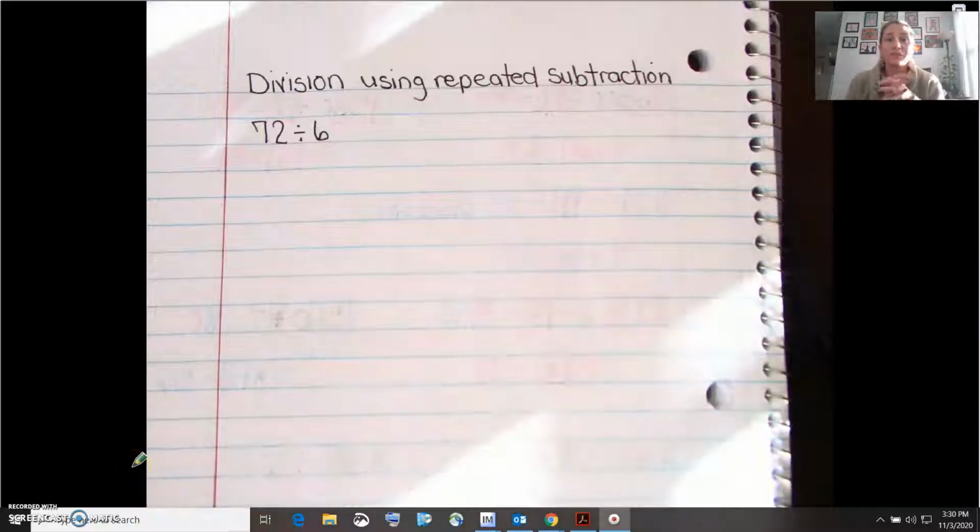All right, so friends, we've been talking about division. We talked about remainders. We talked about using our trick if it's ending in zeros. Our next step is I'm going to show you two ways of division: using repeated subtraction, and then it's also partial quotient. So we're going to be talking about both of those today.